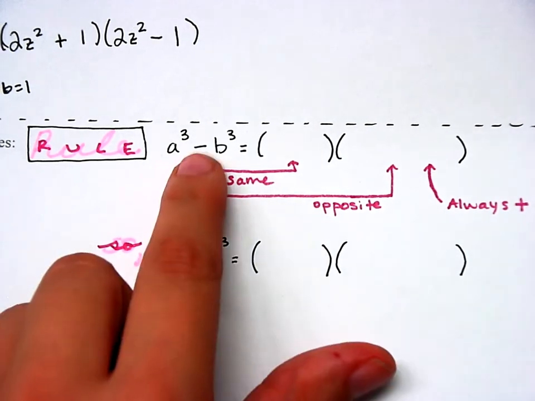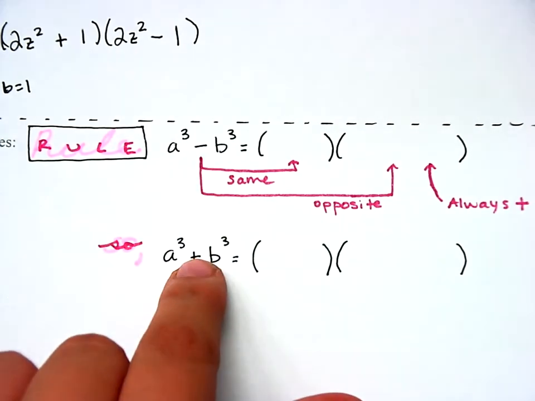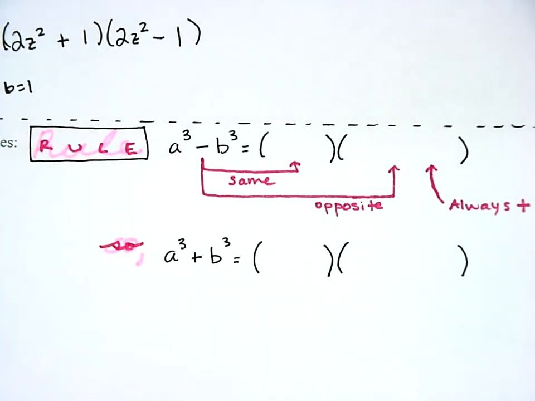So anytime we have a difference of cubes or a sum of cubes, we have a special rule on how to factor it. Okay, so hopefully you paused that if you wanted to jot that down. Let's get into how to write down this rule.